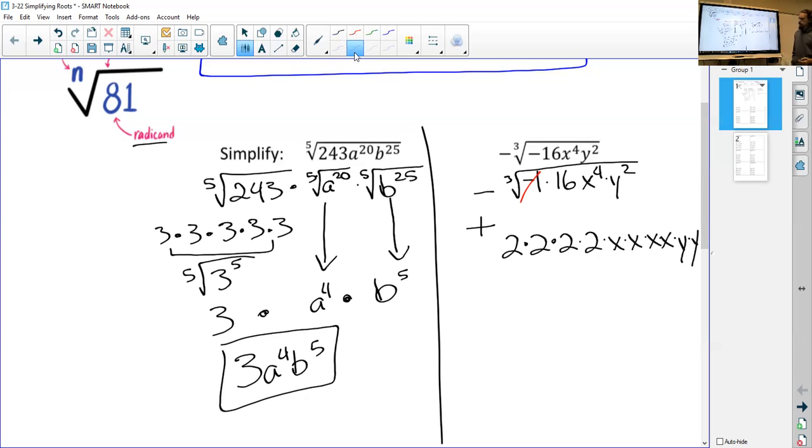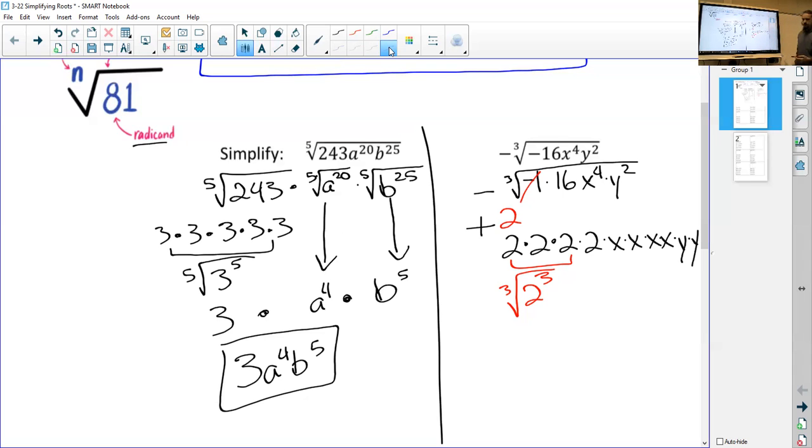So how we think of this is for every 3 of something, right? We can take the cube root of 2 times 2 times 2. This is 2 to the 3rd power, and you can take the 3rd root of that, and you just get 2. So we know part of our answer is going to be positive 2, right? And then we're going to come back for this leftover 2, don't worry.